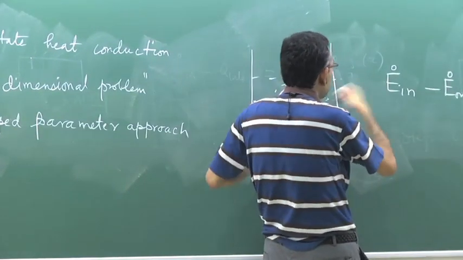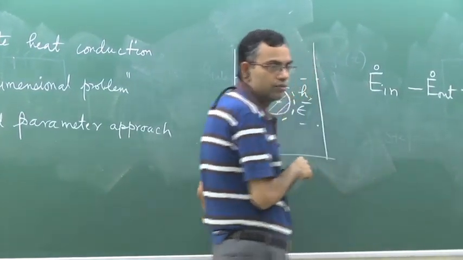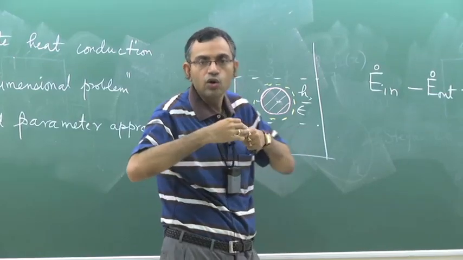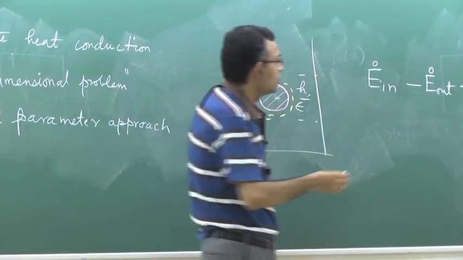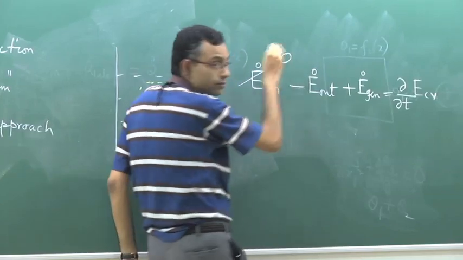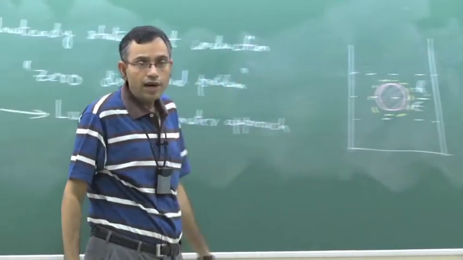So what is energy in? What is the rate at which energy is entering the control volume? There is no energy in, it is only losing energy because of cooling. So energy in is 0. What is energy out?